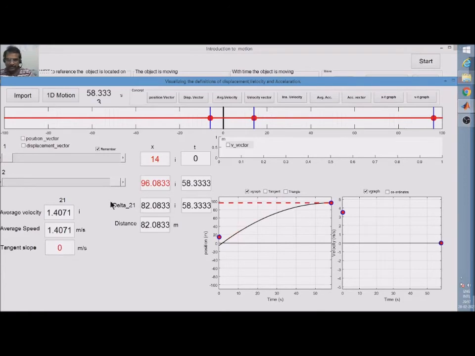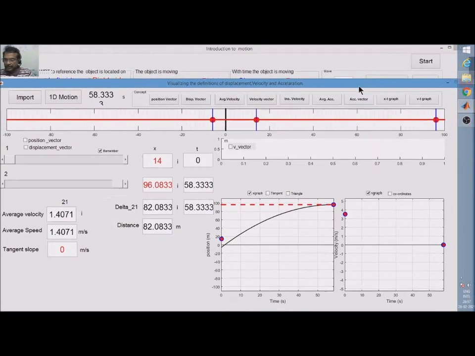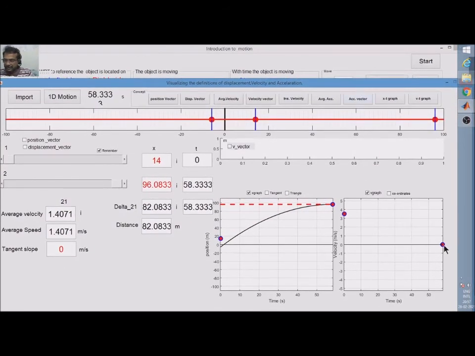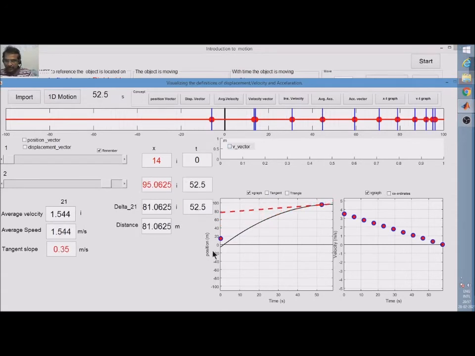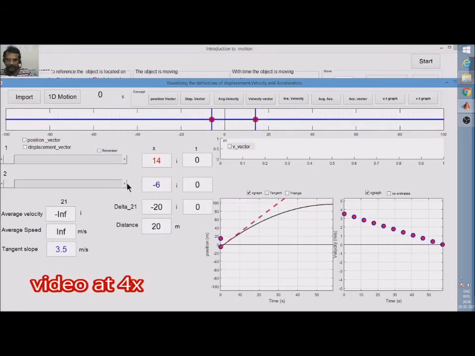And this is at the end of the simulation, 58.33 seconds. The object has stopped, hence it is 0. So let us observe in between. We can see the spacing is progressively becoming smaller and smaller. So the curve is bending away from the y-axis, and the velocity time graph is approaching the 0 line.